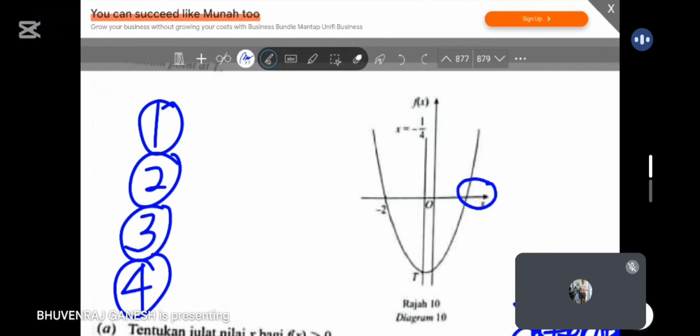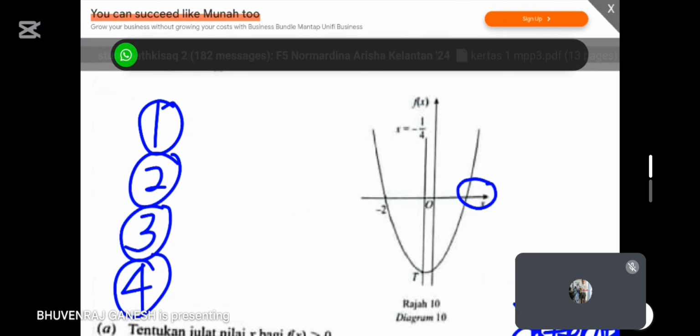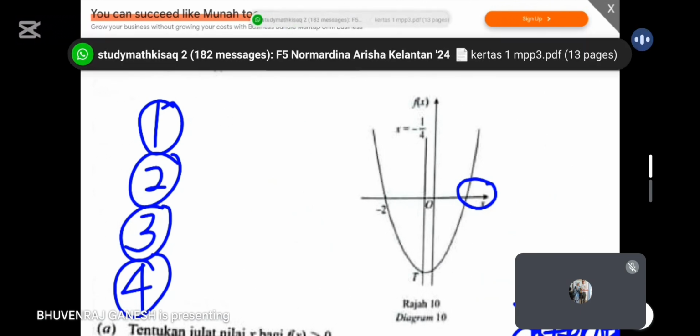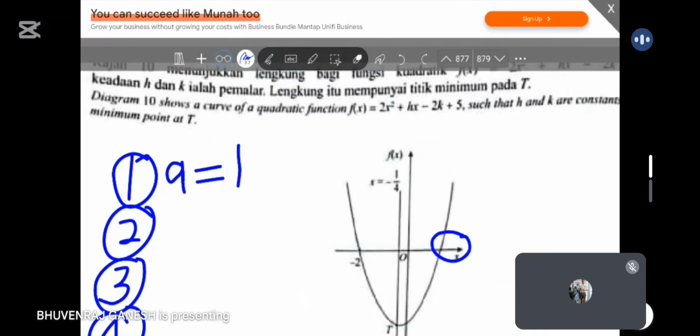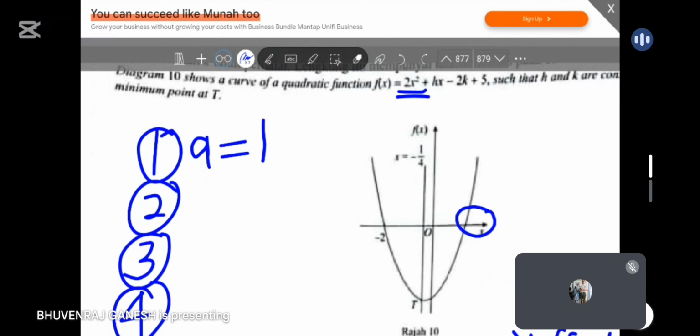Okay, so remember these 4 steps. If you're new to my class, make sure you remember these 4 steps. Ingat 4 langkah ni kalau first time join kelas saya. Okay, so first step I will always tell you make A equal to 1. Okay, A sama dengan 1. Nilai A maksud saya adalah perkali bagi X kuasa 2.